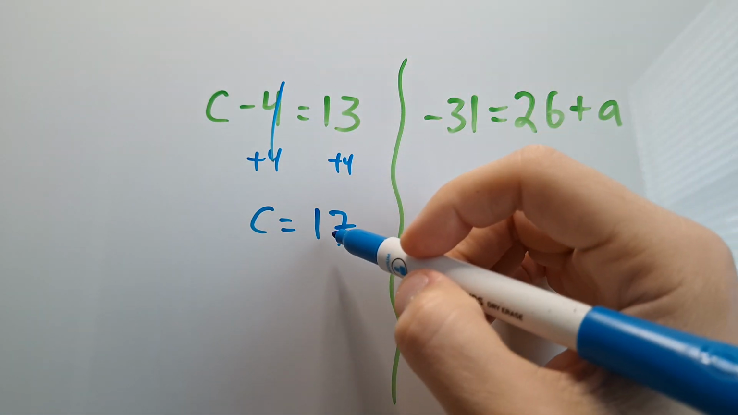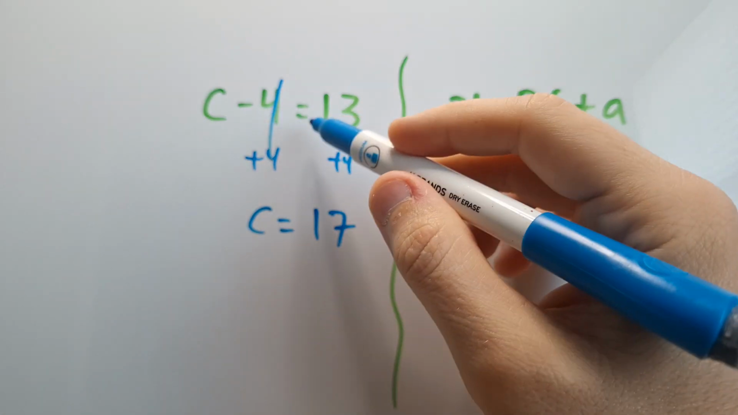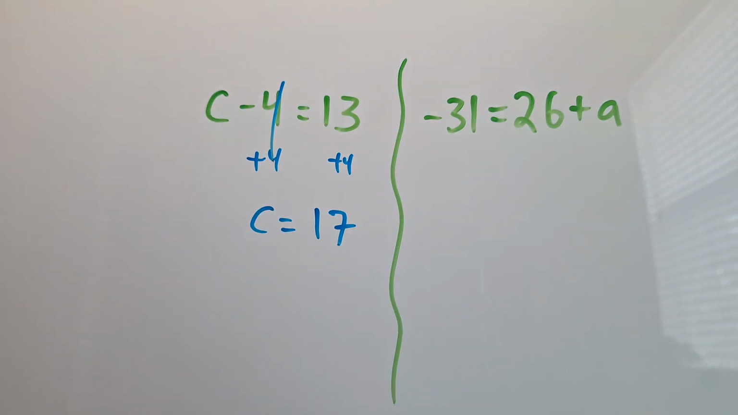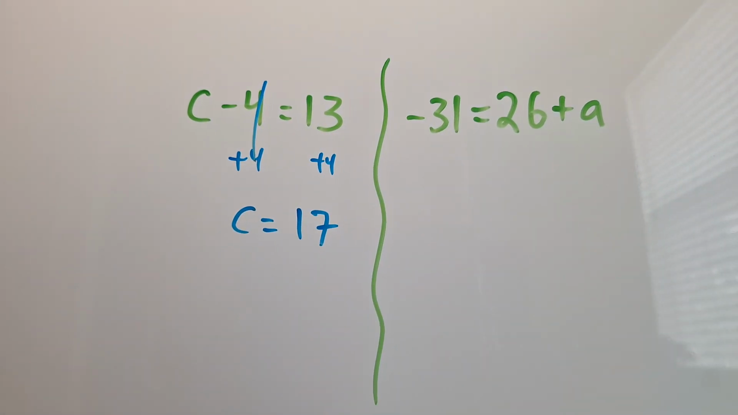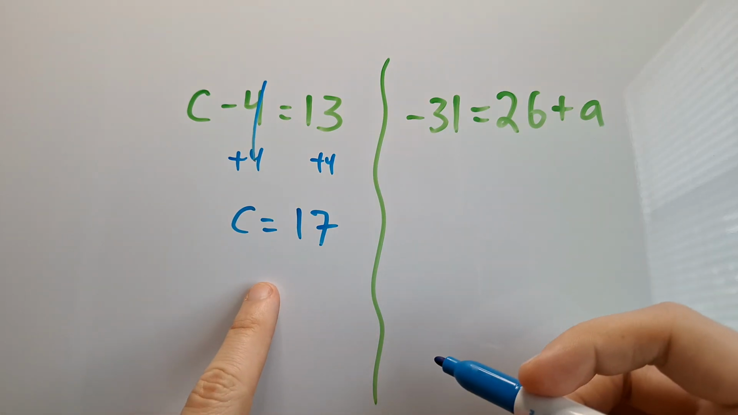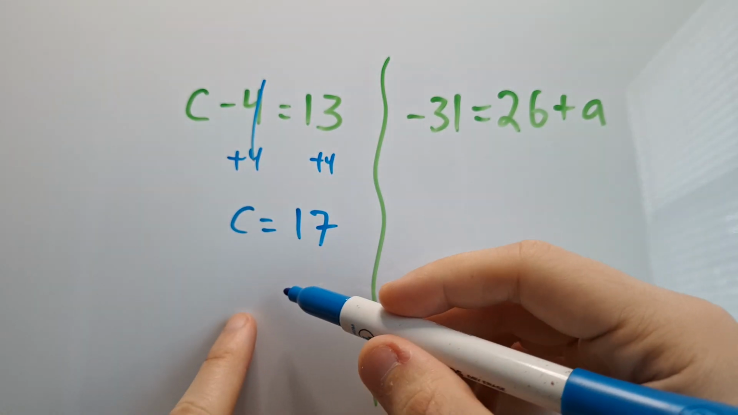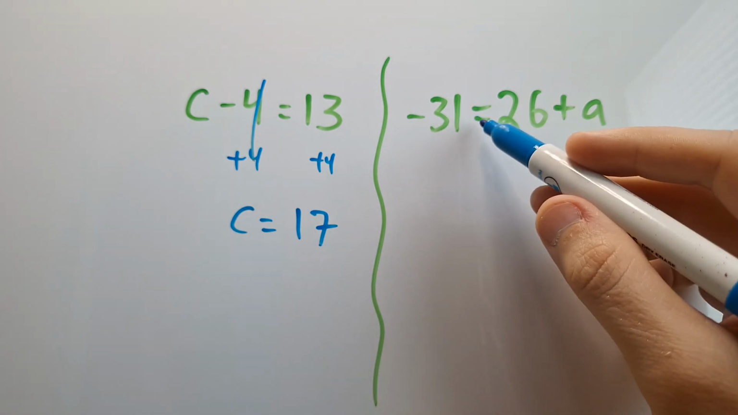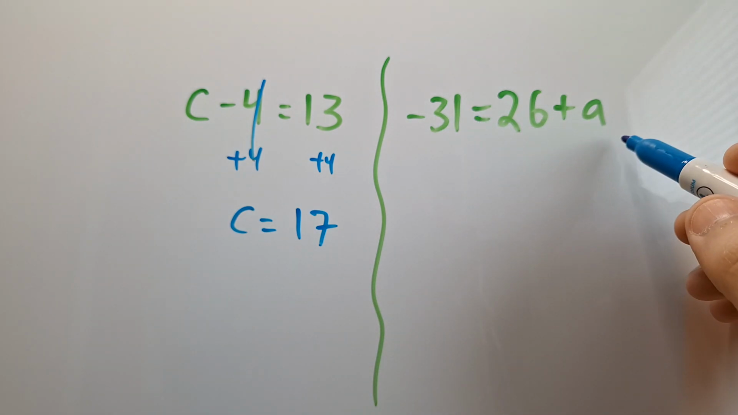And you can check by saying 17 minus 4 equals 13, and go on from there. Typically, it's ideal to check your solutions before moving on to the next one. You can write it out, or you can just verbally say it, and that works too. Here I've got negative 31 equals 26 plus a.